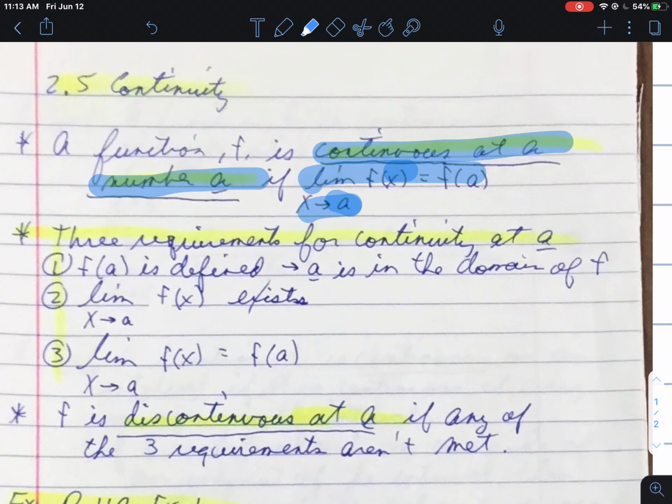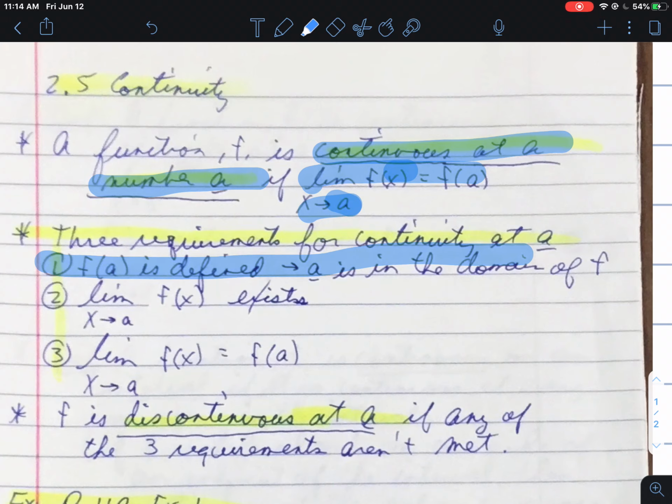Now there's actually three things involved in that single statement. So three requirements for continuity at a number a. First of all, f of a has to exist. A has to actually be in the domain of our function. That's always the first thing you check. If I have a value that's not in the domain of our function, then our function cannot be continuous there. So always check that first.